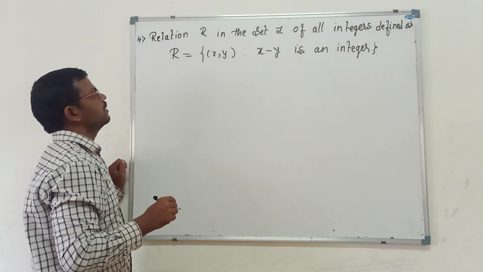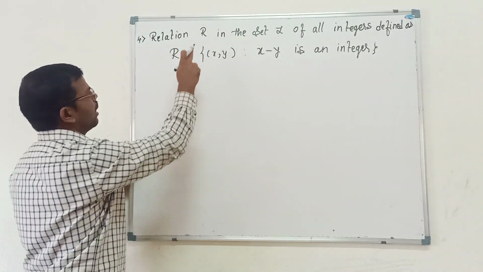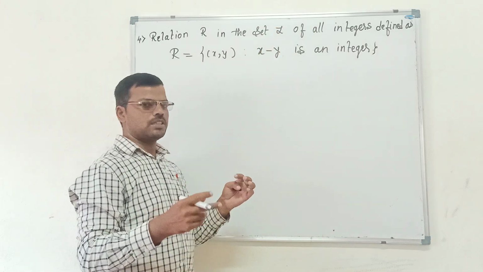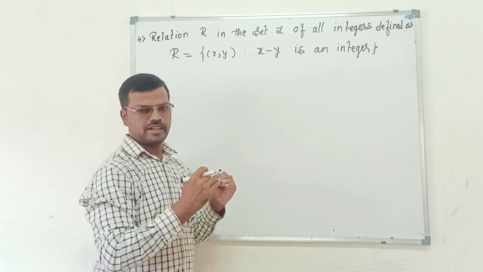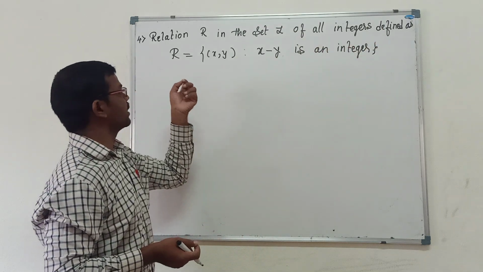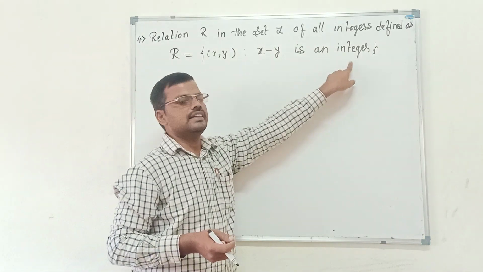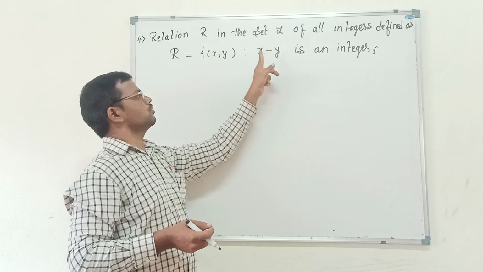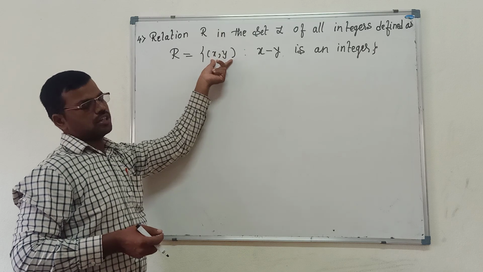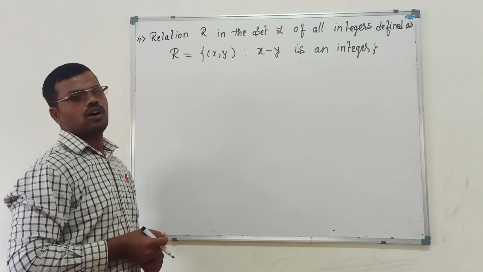So next example, that is example number 4. Relation R in the set Z of integers. In the integers we know that there is 0, plus or minus 1, plus or minus 2. Both positive and negative numbers are there, all integers. The relation is defined as x minus y is an integer, meaning the difference of two numbers should be an integer, then those pairs are there in the relation R. Now we have to verify whether it is reflexive, symmetric or transitive.